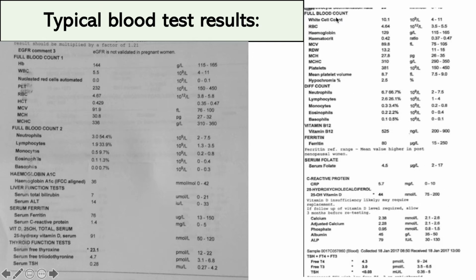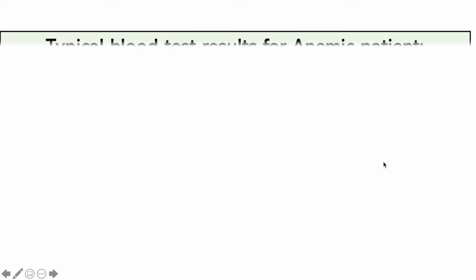Again, we have a second result. Again, we look for hemoglobin, 129, which is normal. It seems like a female patient because the reference range is between 115 to 165. Hematocrit is 0.42. MCV, MCH, and MCHC all seem to lie in the normal range. Hence, the person does not present with any sort of anemia. Look for serum folate, i.e. serum iron, is again in the normal range. So again, a normal patient.